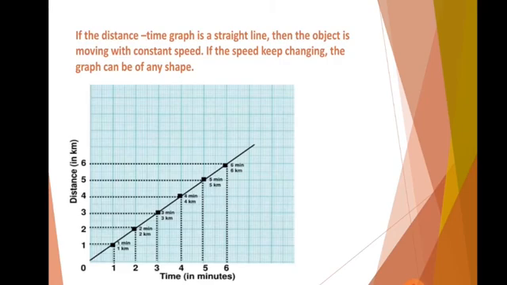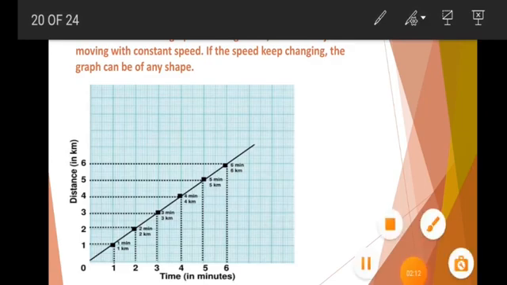Now if the distance time graph is a straight line, that means that the object is moving with a constant speed, that is, it is traveling with the same speed. If the speed keeps changing, then the graph can be of any shape depending on the type of changes that are happening.